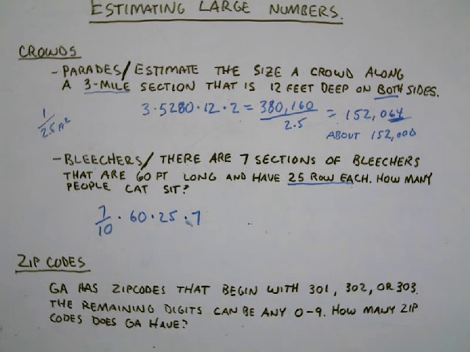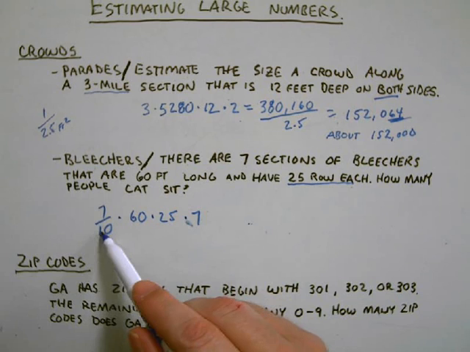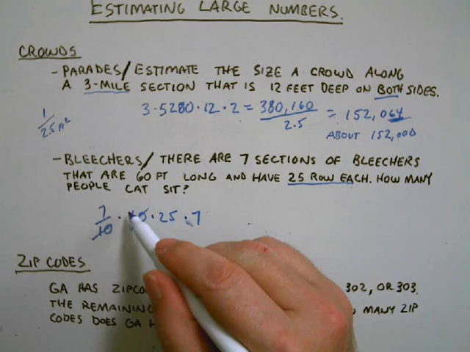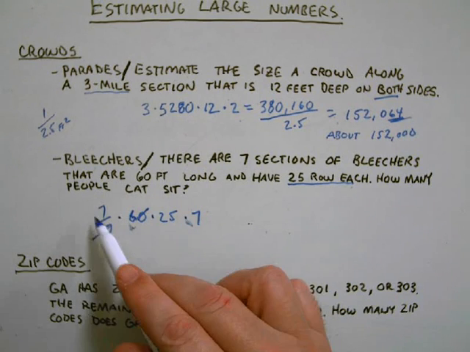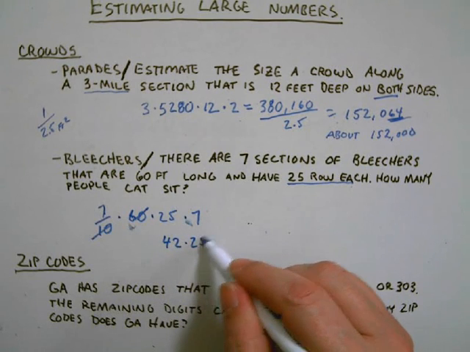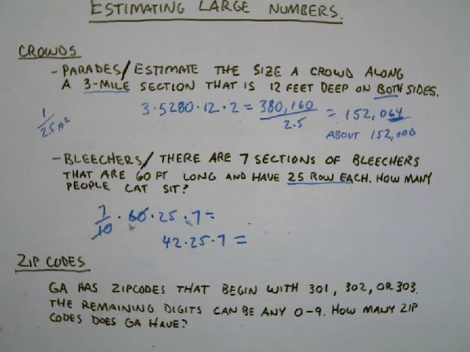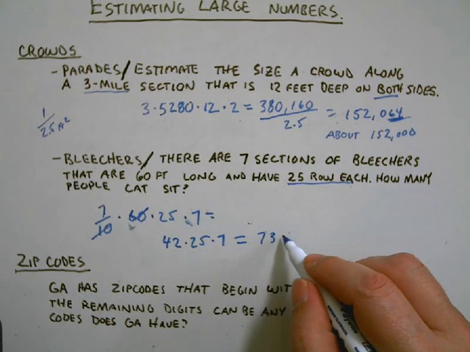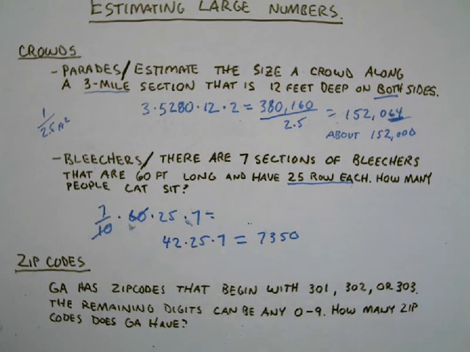And you could shorten this up a little bit. This 10 goes into this 60 six times, so that just becomes a 6. So I got 7 times 6 is 42, times 25, times 7. At this point, I can't do any more in my head, so I'm going to use the calculator for the rest. 42 times 25 times 7, and you should have gotten 7,350 people.